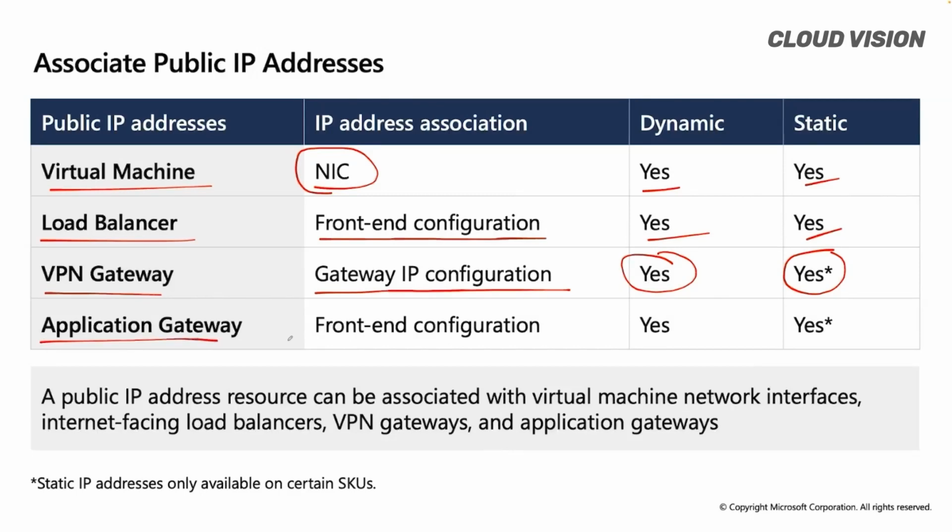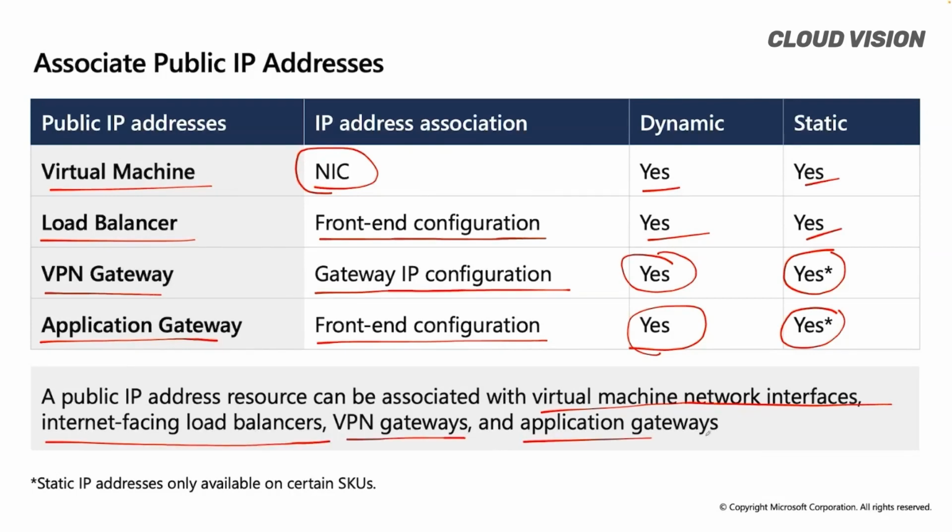Application gateway behaves in a similar way, where you assign the IP address to the front-end configuration, and it can be assigned dynamically, which is perfectly fine. But when it comes to static, only certain SKUs are allowed. So public IP address resources can be associated with a virtual machine network interface, internet-facing load balancers, VPN gateways, and application gateways. Okay, I hope that makes sense.